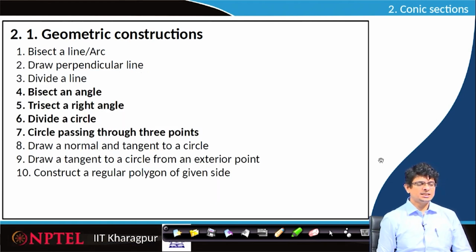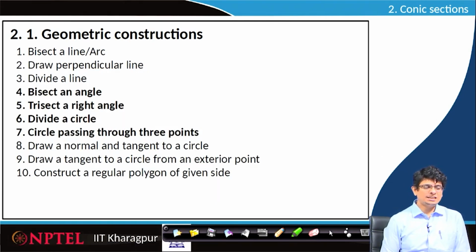So, in today's class, we have learned how to bisect an angle, how to trisect an angle, how to divide a circle, and a circle passing through 3 points. In the next class, we will learn more about how to draw a normal and a tangent to a circle. Similarly, how to draw a tangent to a circle from an exterior point, and how a regular polygon has to be constructed for a given side. How to do that? These are the things we will learn in lecture 9.